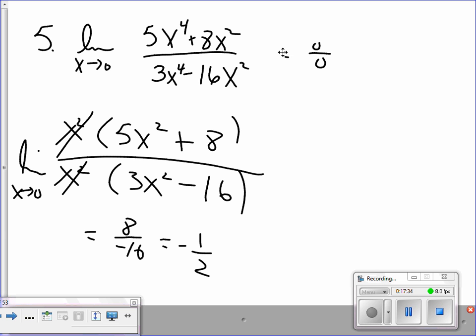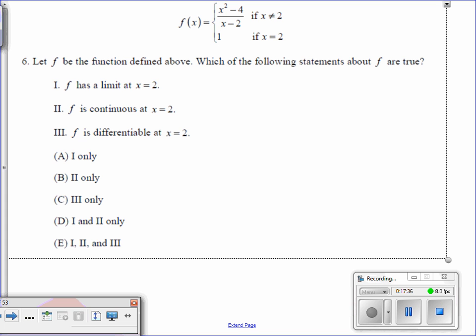Okay, number 6. I like the order that these are in, because it can only be continuous if the limit exists, and it can only be differentiable if it's continuous. So that's why we have to start first by checking if the limit as x approaches 2 exists.